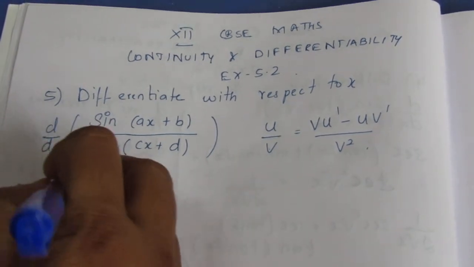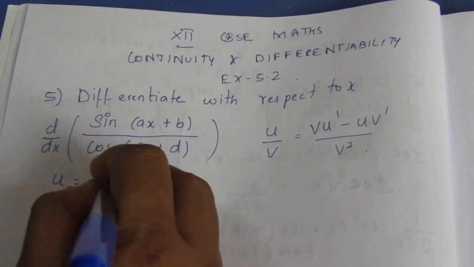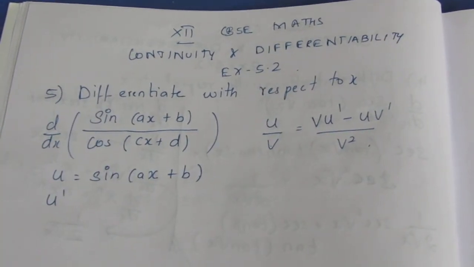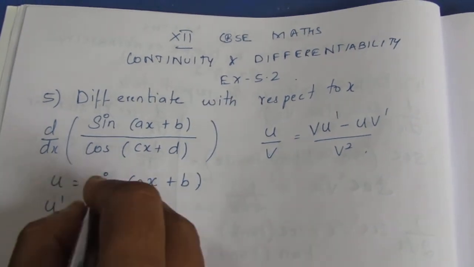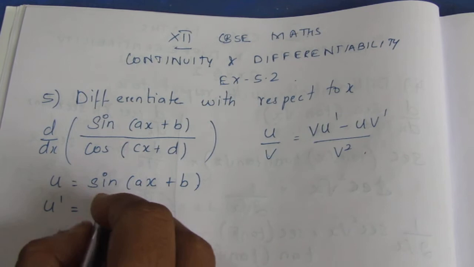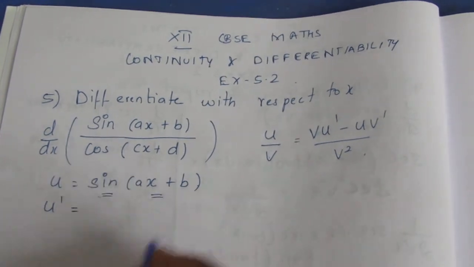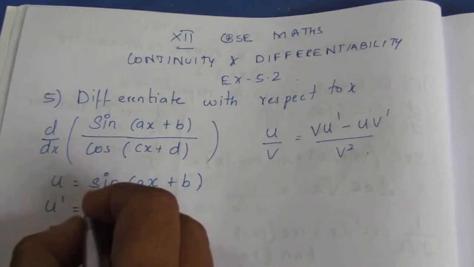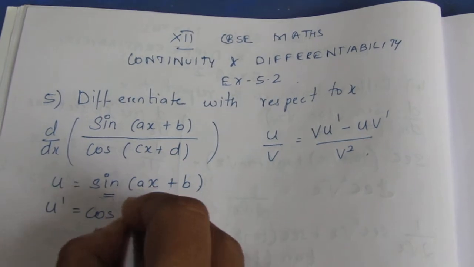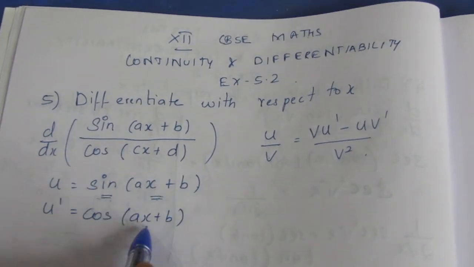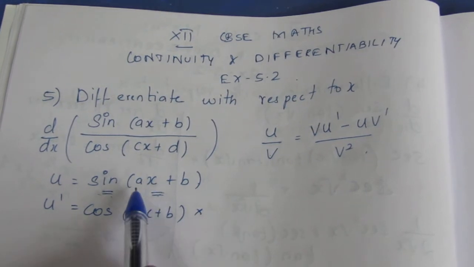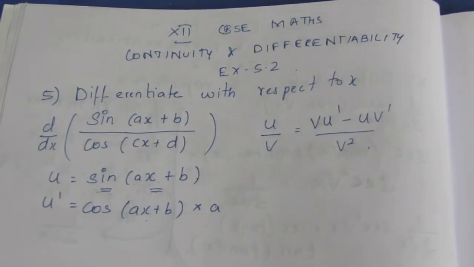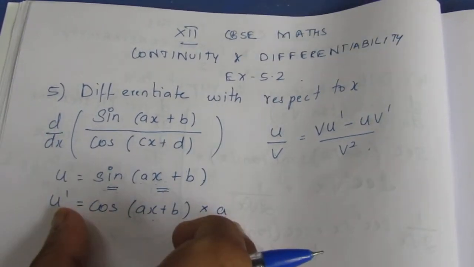Let me take u as sin(ax+b). If I differentiate, u dash is nothing but the differentiation of u. You need to differentiate. There are two functions here. One is the trigonometric function, the other one is the algebraic function. First let me do the trigonometric function. For sine we know the derivative is cos x. In the place of x we have ax+b, so cos(ax+b) into the inner function differentiation. If I differentiate this, it becomes a into 1, that is a, plus 0, so you can leave the 0. So this is your u dash.